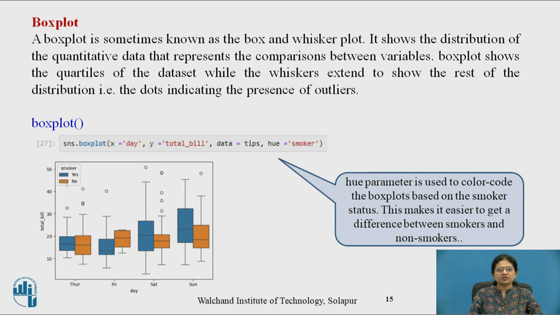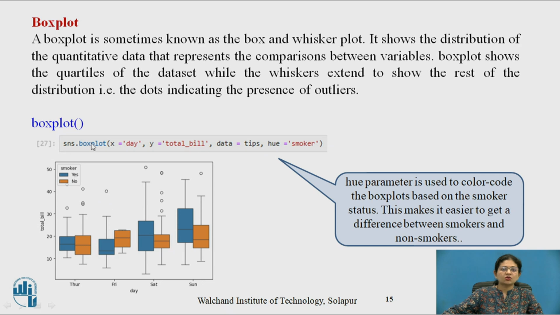Now the another plot is the box plot. A box plot is sometimes known as the box and whisker plot. It shows the distribution of the quantitative data that represent the comparison between the variables. The box plot shows the quartiles of the data set, while the whiskers extend to show the rest of the distribution, that is, the dots indicating the presence of outliers. Outliers mean the values which do not match the range of the given values.